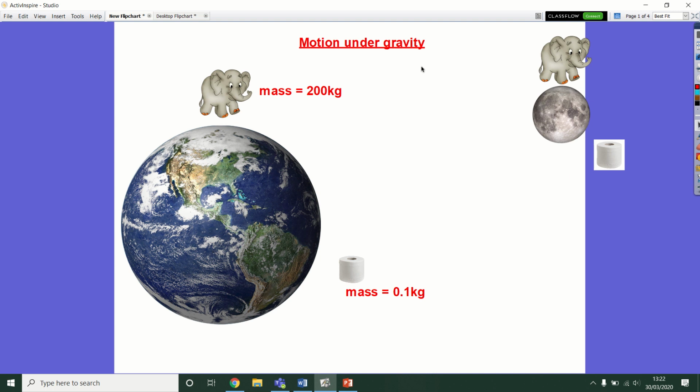Hello, Year 12. Today we're talking about motion under gravity and how to use Suvat when you've got an object that has acceleration on it that's caused by gravity. Okay, so how does gravity work then?